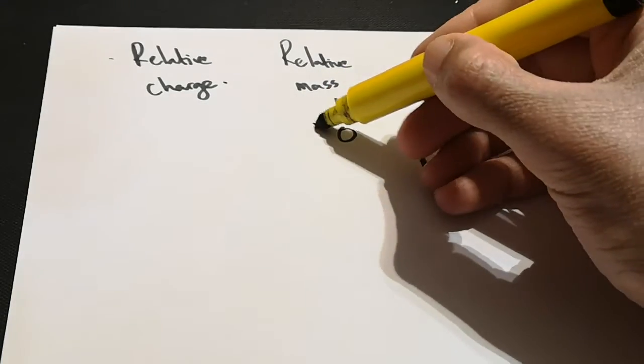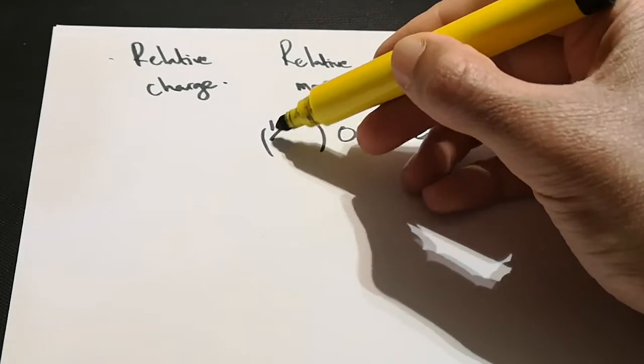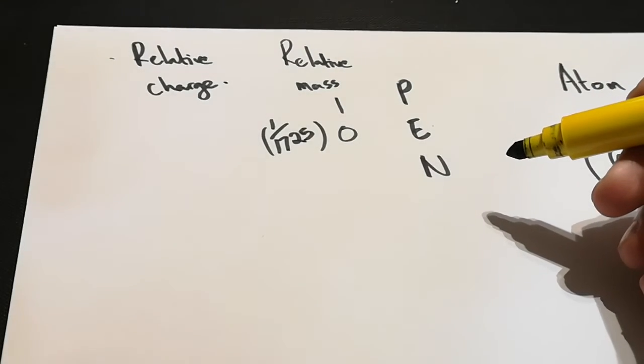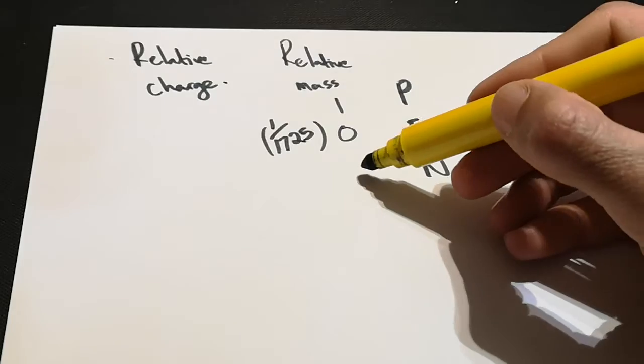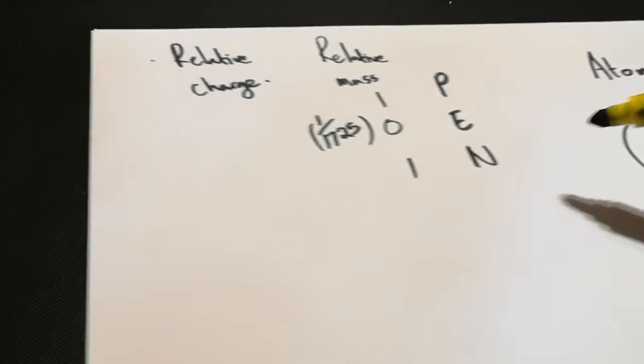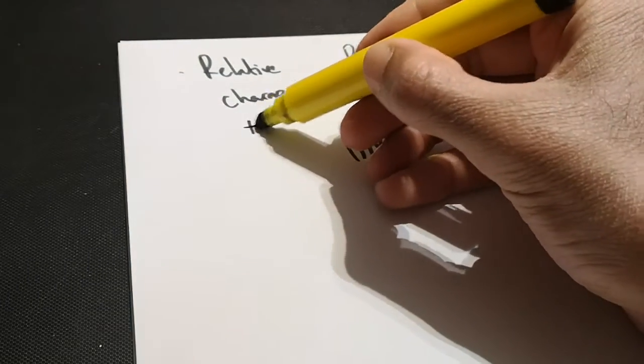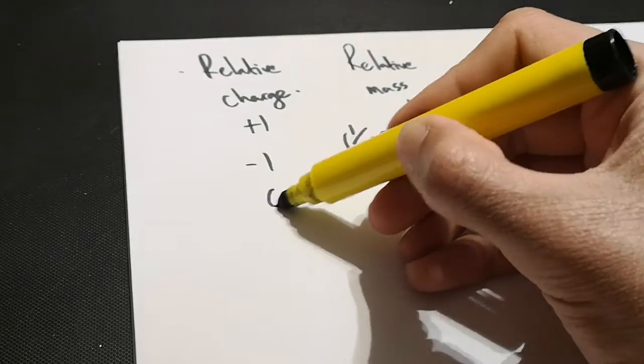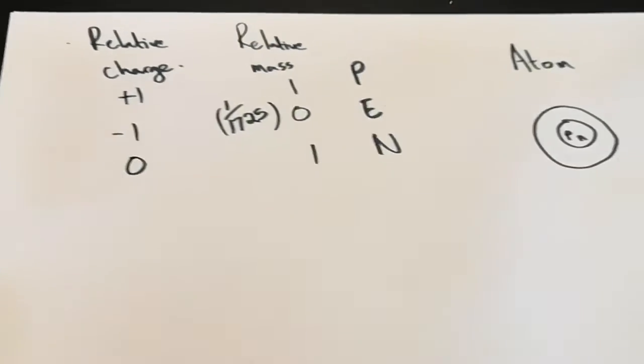Sometimes flashy students may say, oh, it's 1/1825 or 1/1850, depending on which textbooks you look at. The mass of a neutron is 1. They'll tell you the charge of a proton is +1, the charge on an electron is -1, and the charge on a neutron is 0.